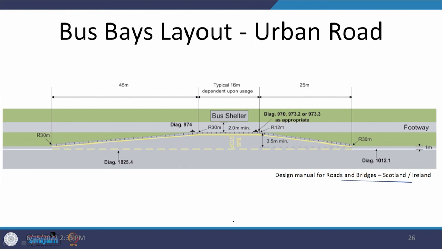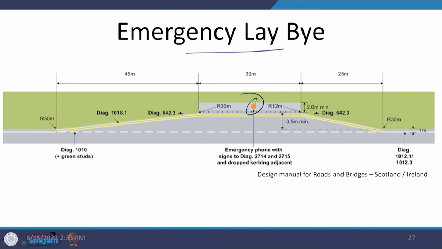It also talks about a footpath at the back, and that can be merged in the curved area, and we will be discussing it when we take up the shelters. This is another design where the emergency lay-by is being talked about. The only thing is the emergency phone is being provided here, and that is an additional feature, but the rest of the features are again the same.